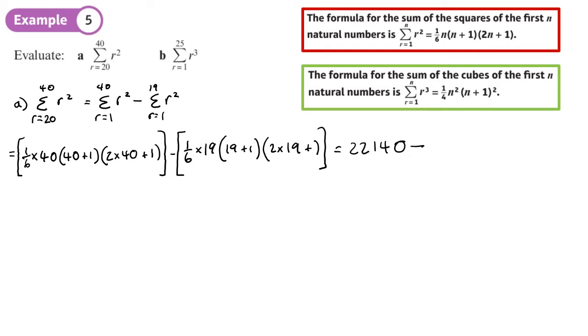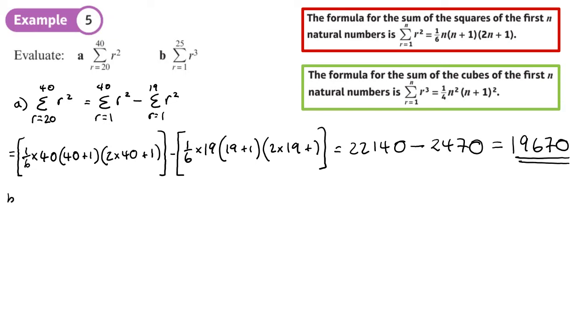And then I'll do the same for the second bracket. Now I'm just going to scroll back and change the 40s to 19s. That'll be quicker than typing it in again. So I've done the first two, then 2 times 19 instead of 20. I do that, I get 2470. So all I need to do now is 22140 minus my answer, and I get 19,670.